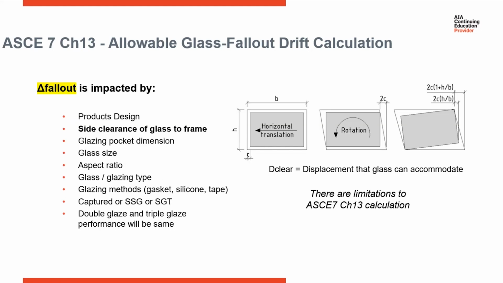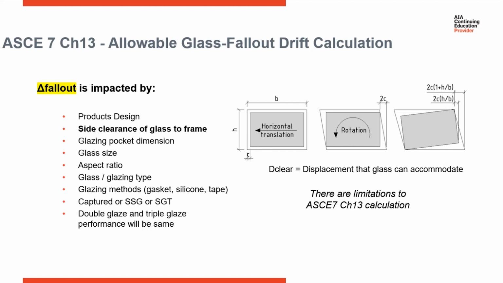So delta fallout is impacted by multiple factors. So you have your product design, the amount of clearance between the glass and the frame. So that would be your glazing pocket dimension, as well as your glass sizes, what type of glass you're using. Is it a captured system versus an SSG system? Is it tape glaze versus silicone? All that goes into determining your glass fallout.